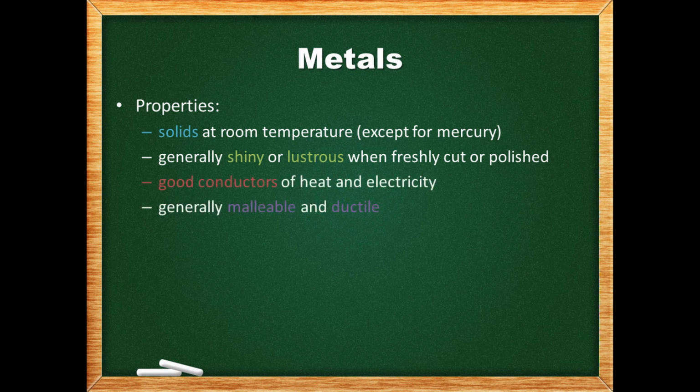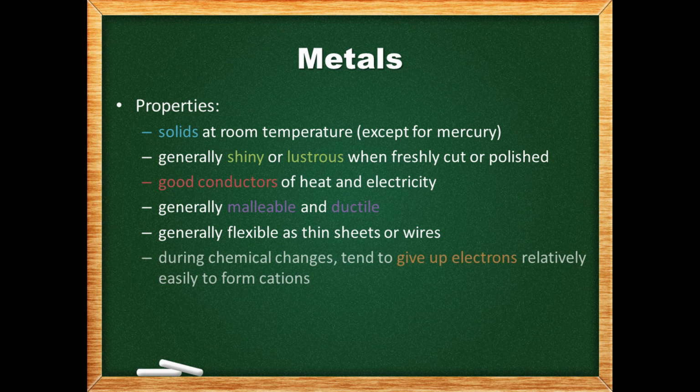Generally, they are malleable, which means that they can be rolled or hammered into thin sheets, and ductile, which means they can be rolled or stretched into wires. In the form of thin sheets or wires, they're usually flexible. During chemical changes, metals tend to give up electrons relatively easily to form cations.